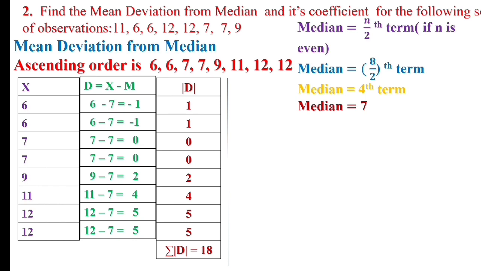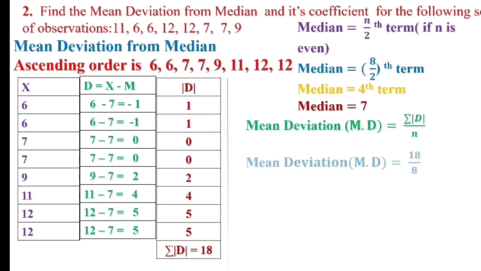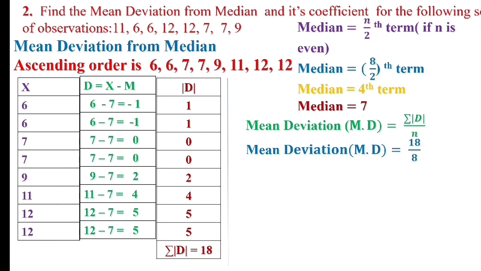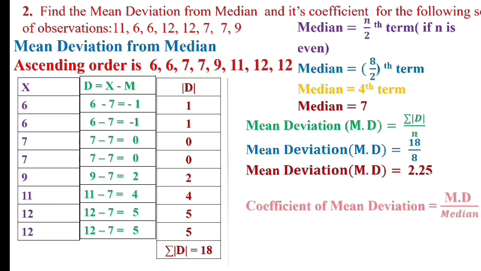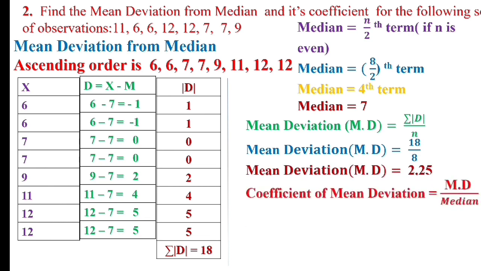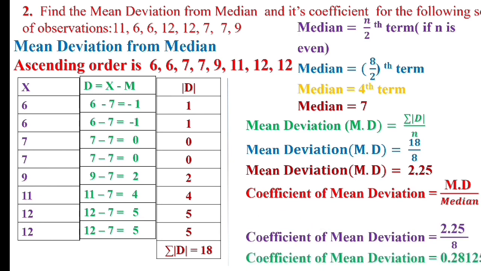We know the formula of mean deviation: summation D divided by N. Summation D is 18. N is 8, the number of values here is 8. So we get 2.25 as the mean deviation. Coefficient of mean deviation is mean deviation divided by median because we are following the median formula. So substituting, 2.25 divided by 8. Coefficient of mean deviation is 0.28125.